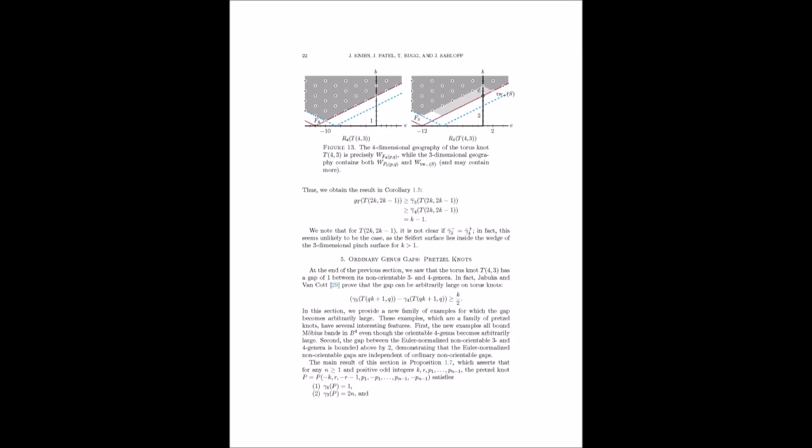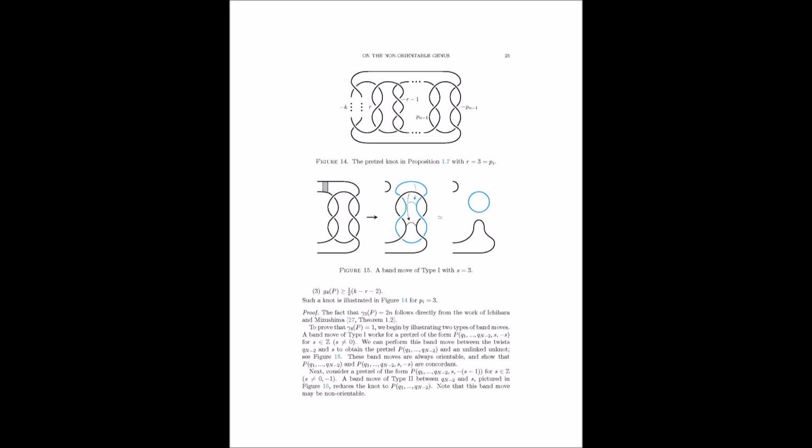So they checked every possible candidate surface in 3D. Every single one. And the best one, the minimum, has a normalized genus of 2. But in 4D, as we said, it's 0. So we have our gap: the 3D genus equals 2, but the 4D genus equals 0. A gap of 2. That proves the gap exists even for the Euler-normalized genus.